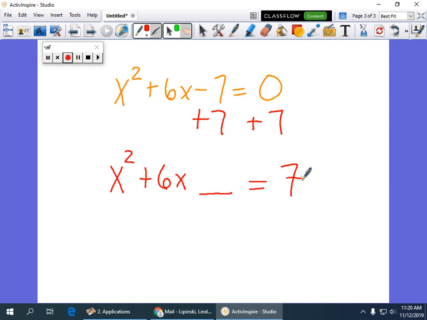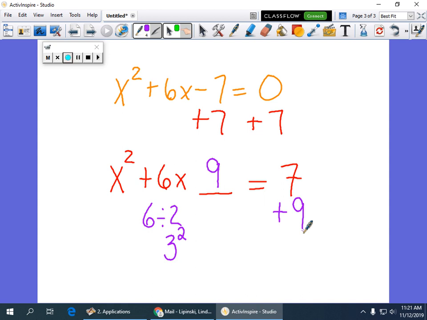Then it asks you to divide the middle term by 2. So when we divide this by 2, what do we get? We get 3. Now they want you to square it. So what's 3 squared? 9. And I need to add it to both sides. Let me know if I'm going too fast.